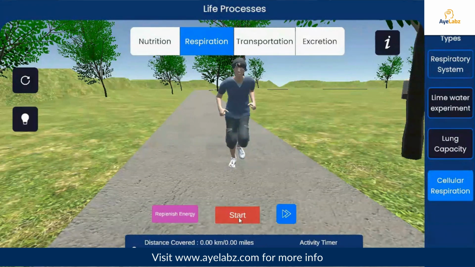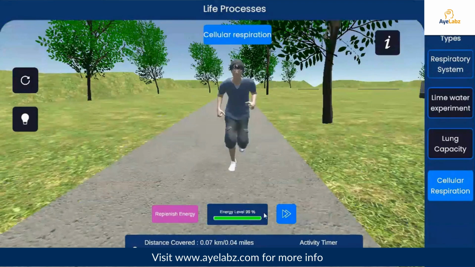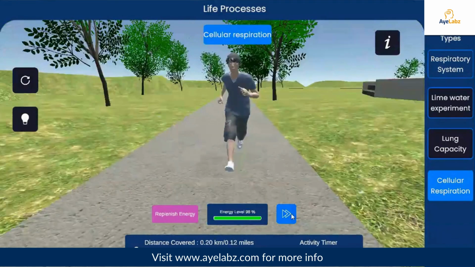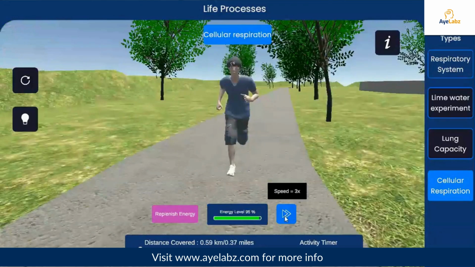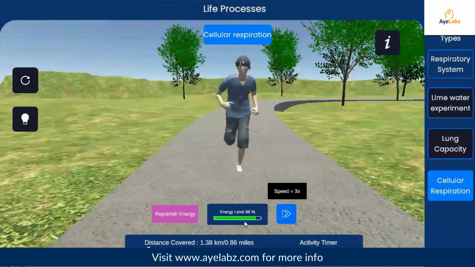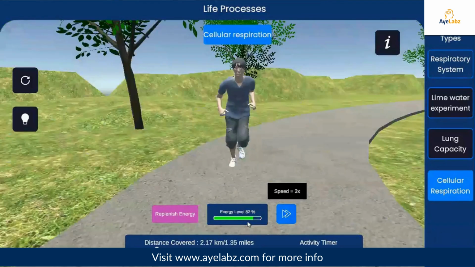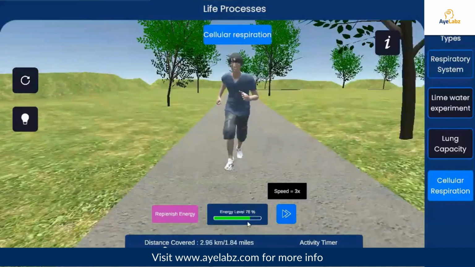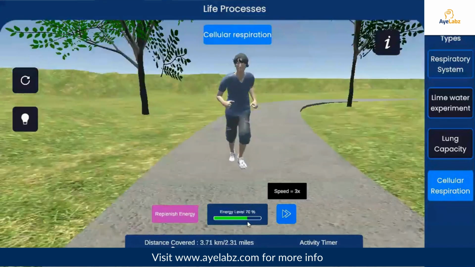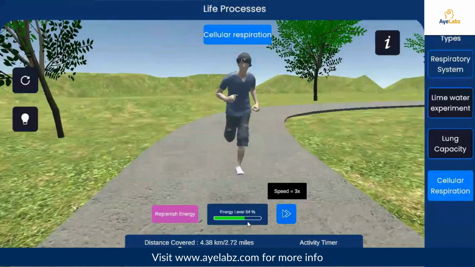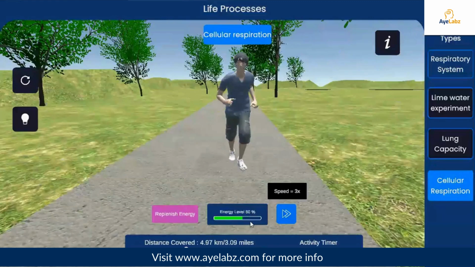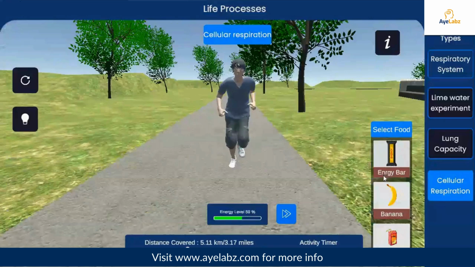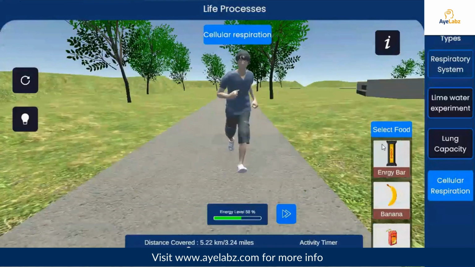Click here to start the running action. You can also increase the speed of the runner by clicking here. Observe the energy level. Manage the energy level of the runner by providing food at regular interval. Click here to select any of the food items.